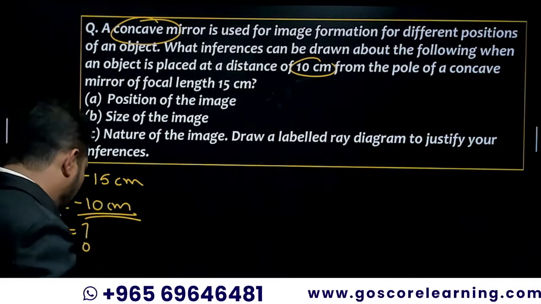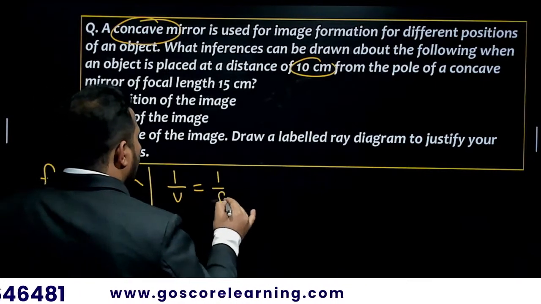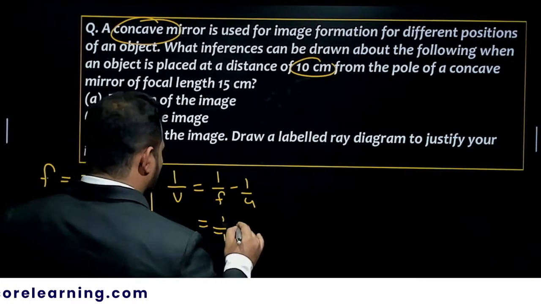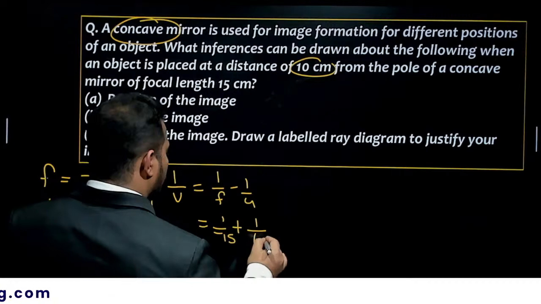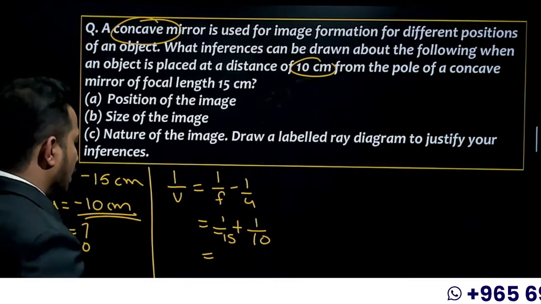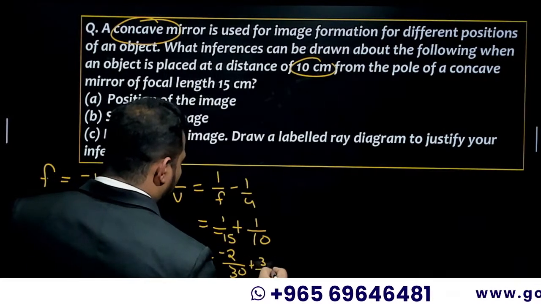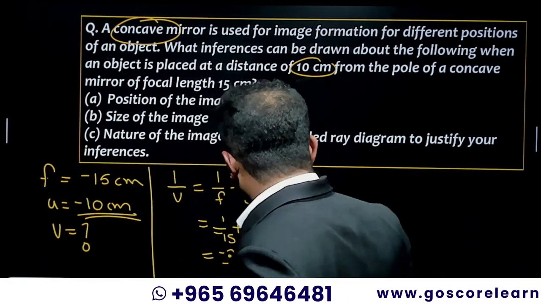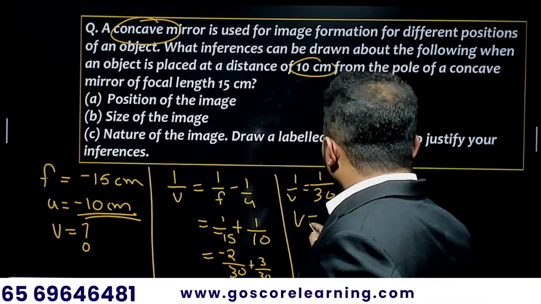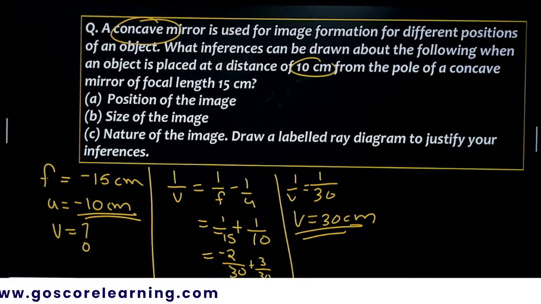It is very easy. I don't want to explain a lot. I will directly write the formula. 1 by V is equal to 1 by F minus 1 by U. That is 1 by minus 15 plus 1 by 10. Is it right? Okay, so what is LCM? LCM we can take as 30. So minus 2 by 30 plus 3 by 30, which is equal to minus 2 plus 3, 1 by 30. 1 by V is equal to 1 by 30. So V is equal to 30 centimeter. Very easy.